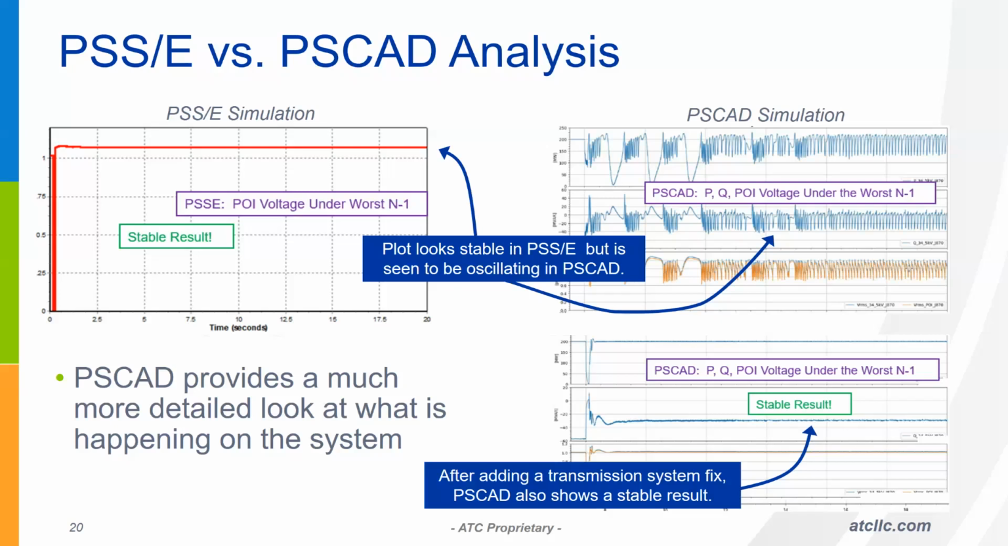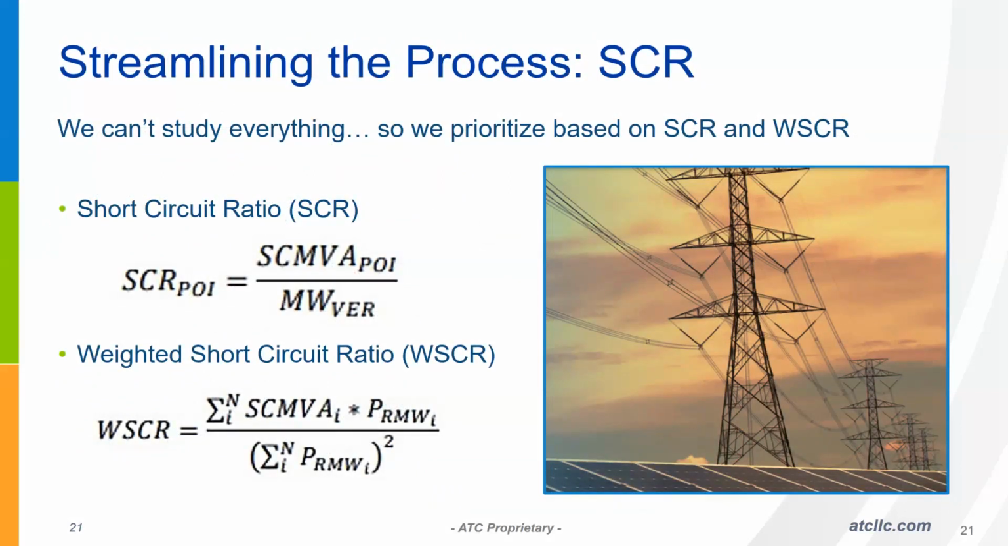You can go to my next slide there, Alex. Billy mentioned that studies and restudies can be time consuming and expensive. So in order to manage the workload, we screen the system and prioritize based on short circuit ratio and weighted short circuit ratio. These are not ATC-specific calculations, this is just best practice, but we've implemented them into our planning processes. We look at short circuit ratio for an individual generator at the POI, the point of interconnection. We take the fault current, the short circuit MVA at that point of interconnection, and divide it by the megawatts of that VER, that variable energy resource.